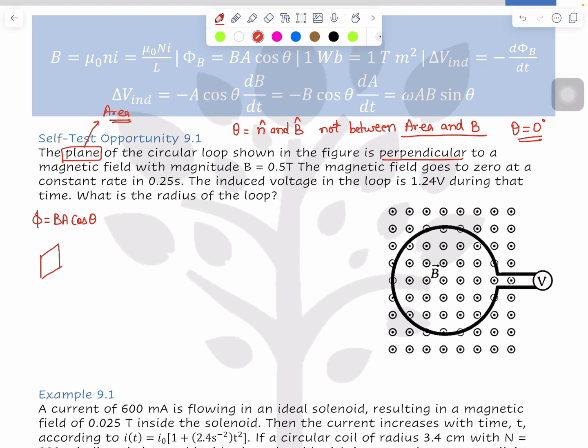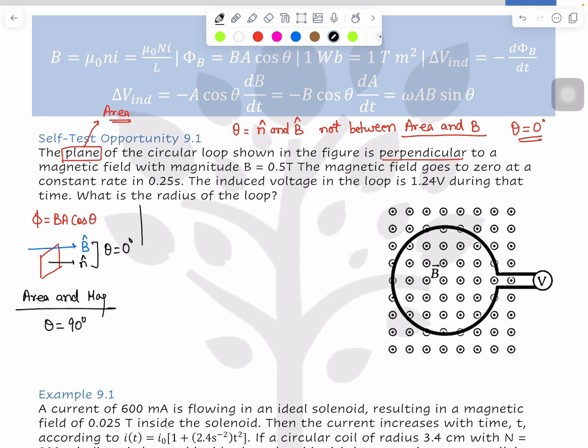Okay, this is your area. Now this is your magnetic field. Clear? Now what is the direction of area? Tell me fast. Okay, this is the direction of area, you understand now? So the angle theta is equal to 0 degree, and area and magnetic field are at theta equals 90 degree because they are perpendicular to each other.